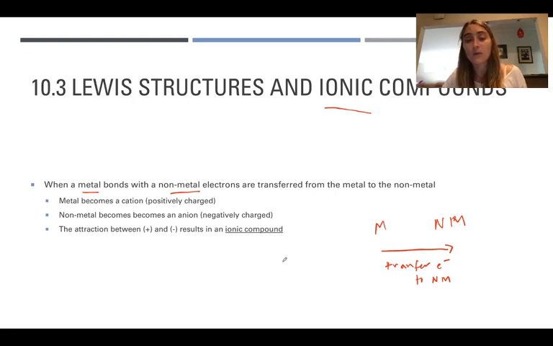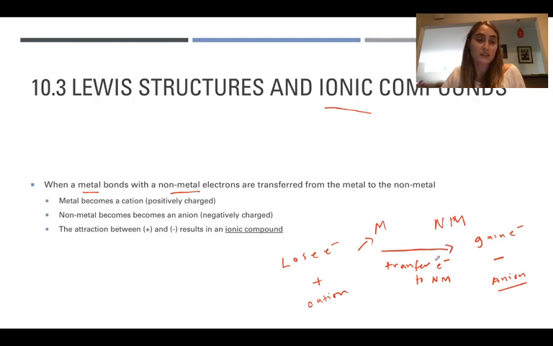And when we lose an electron, like the metal is going to be losing an electron, it's going to get a positive charge, or it's going to become a cation. So the metal will become a cation, and the nonmetal is going to gain an electron, and it is going to become negative, and it is going to be the anion. And again, the two of those together, those varying charges, the negative and the positive, are going to be what forces those two to be attracted together. That's an ionic compound.